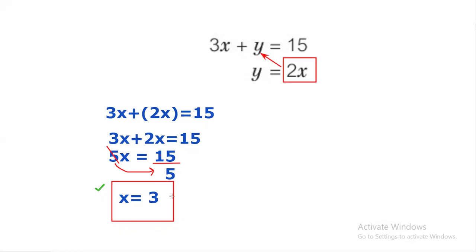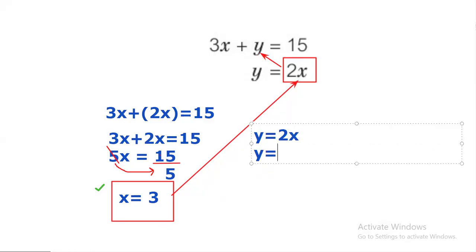It means I'm going to take the value of x, which is 3, substitute it instead of this x to find the value of y. So I'm going to write the equation again. y equals 2x, and then y equals 2.